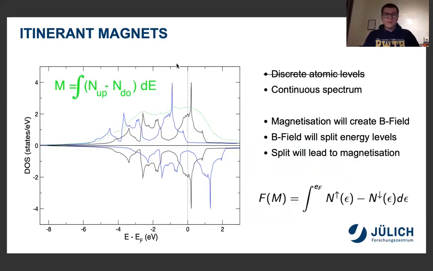Using this spin split, you can calculate your total magnetization using the integral of the difference of the spin up and spin down density of states. If you integrate that up to the Fermi level, you can express your total magnetization in terms of a function of the magnetization.